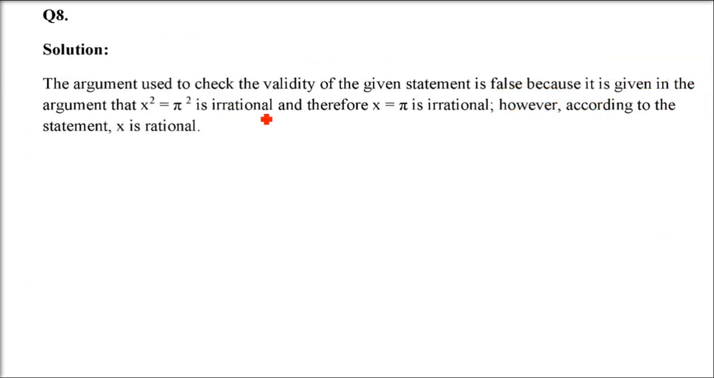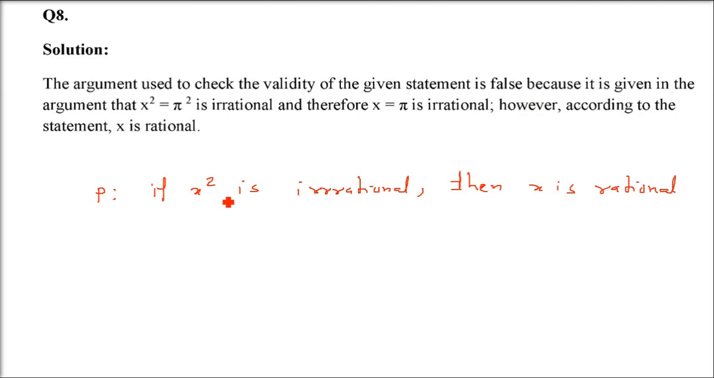Now next, determine whether the argument used to check the validity of the following statement is correct. The statement is also given and the reason is also given. If x square is irrational, then x is rational. Now what is the argument, what is the reason being given?